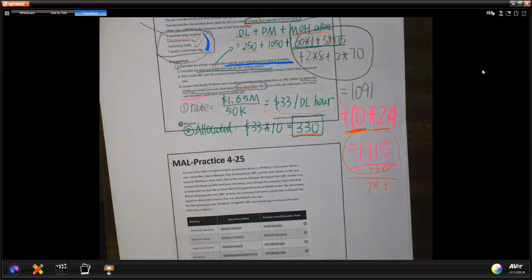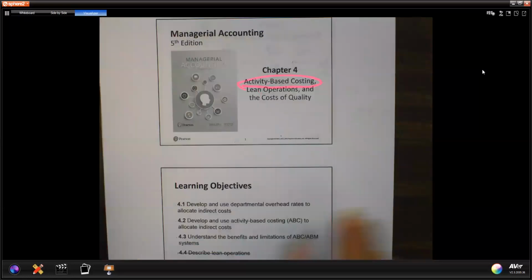Okay, so that's all about chapter 4. As I say, it carries from chapter 3, so the logic is the same. Just make sure you are very careful, read the textbook for the concepts, and then do your multiple choice of the practice, finish your MyAccountingLab, and you should be fine for this chapter.